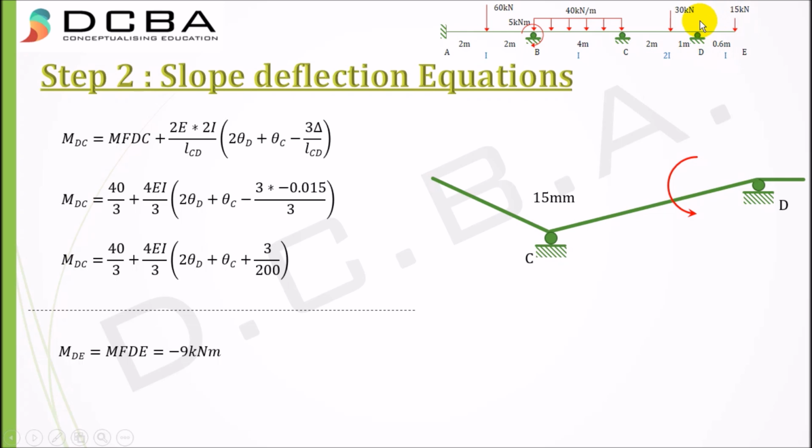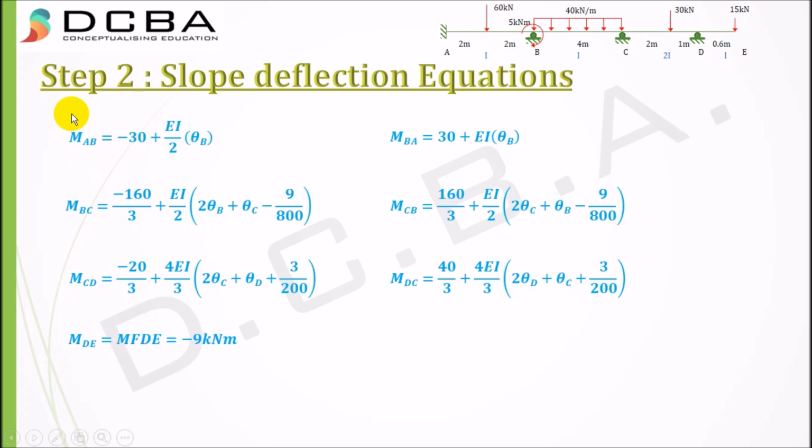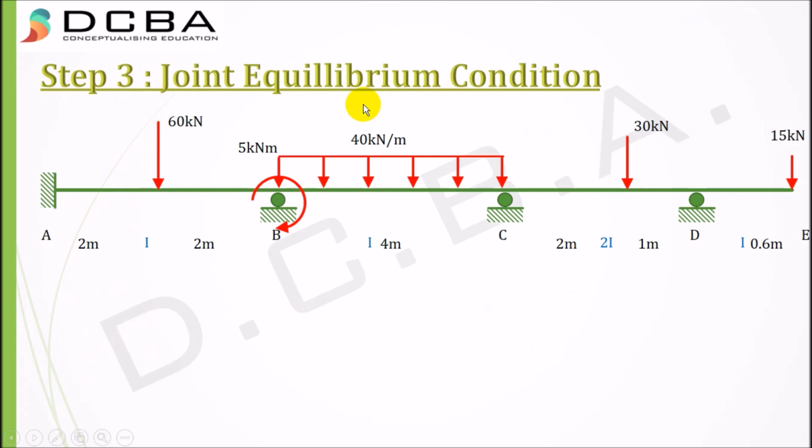And since it acts as anti-clockwise, the resistive would be anti-clockwise, therefore it is minus 9. So MD will be equal to the fixed end moment itself. I've written all these equations here for MAB, MBA, MBC, MCB, MCD, MDC and MDE. Now the step 3 is joint equilibrium conditions.